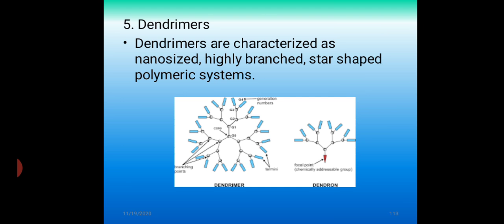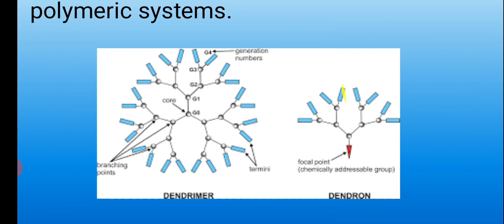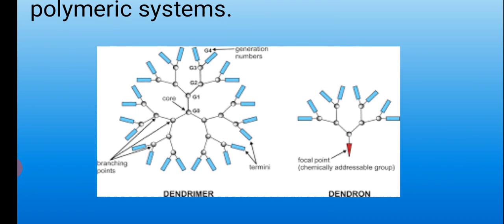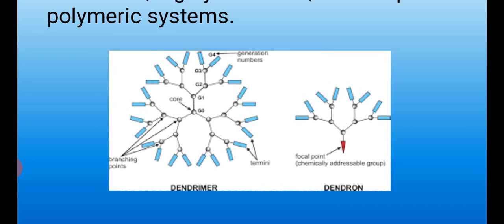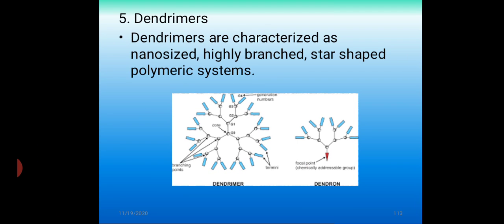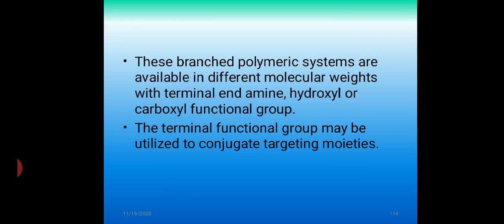The next one is the dendrimers. Dendrimers are characterized as nano in size. Second, they are highly branched and have a star-shaped polymeric system. So this is the picture of a dendrimer. The main characteristic of these polymers is that they form branched chains and are in the nano range. These branched polymers are available at different molecular weights, and they have terminal amine, hydroxyl as well as carboxyl functional groups.